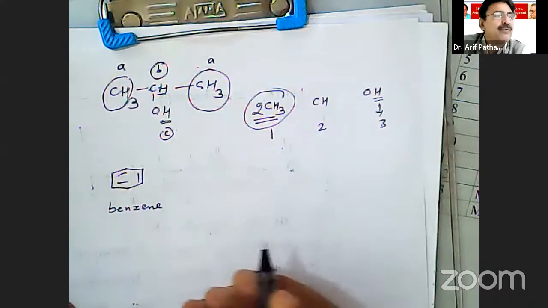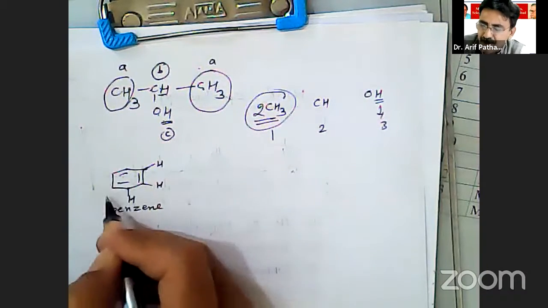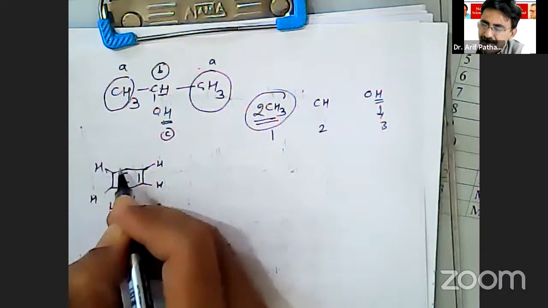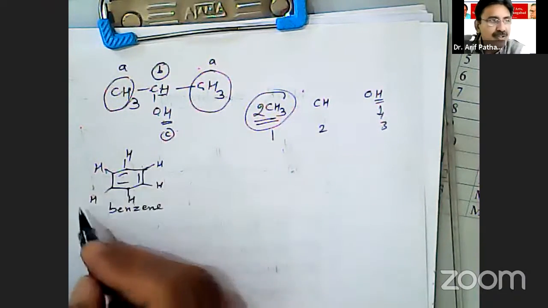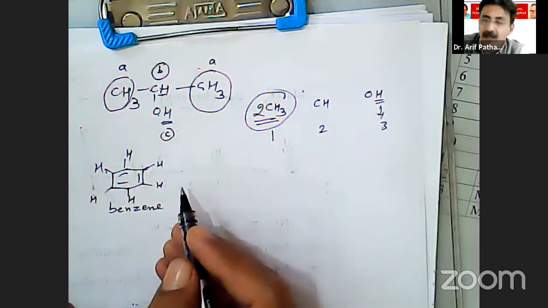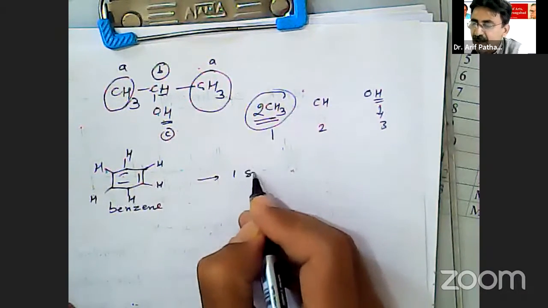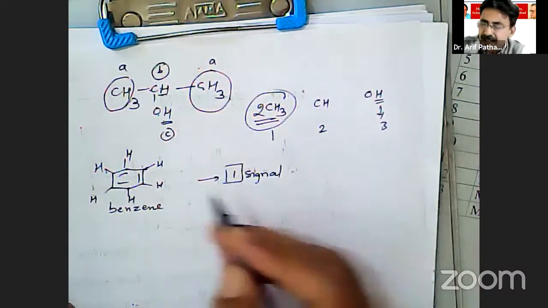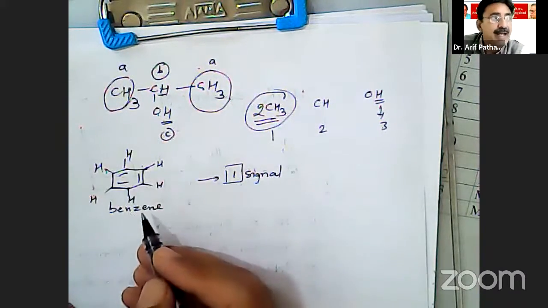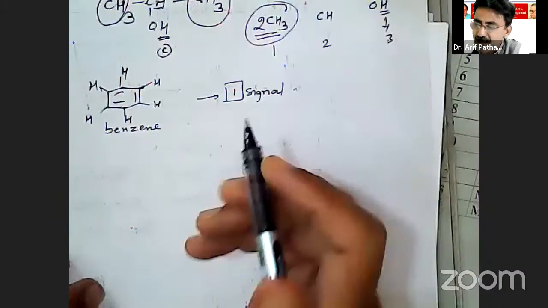Benzene. For benzene, there are 6 hydrogen atoms attached to the carbons. So I have written here 6 protons. All the 6 protons are identical. They are the same, so you will get only 1 signal. Only 1 signal you are getting here, because all the 6 protons are identical. They are the same.